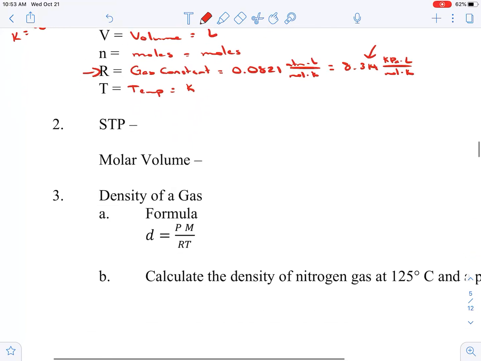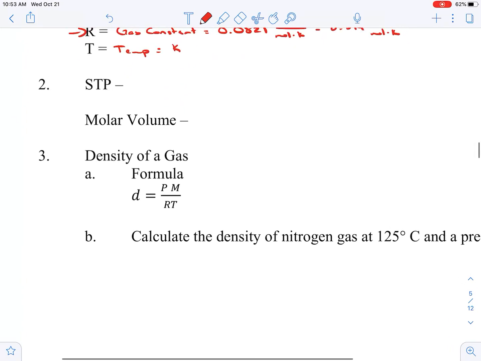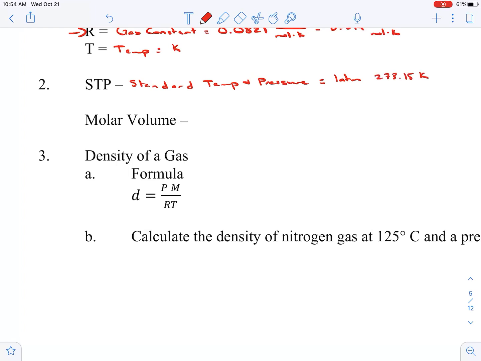Other things that hopefully you learned in your last chem class, or maybe just need a little refresher on: we have STP. STP is standard temperature and pressure. That is 1 atm of pressure and 273.15 Kelvin, or 0 degrees Celsius. But since everything has to be in Kelvin for this unit, we might as well just put that in Kelvin.